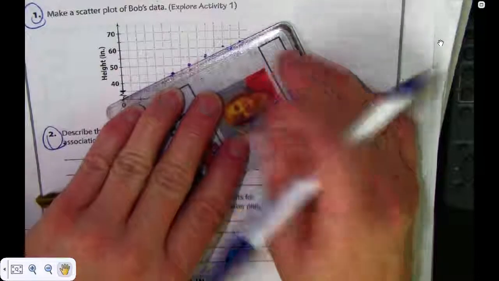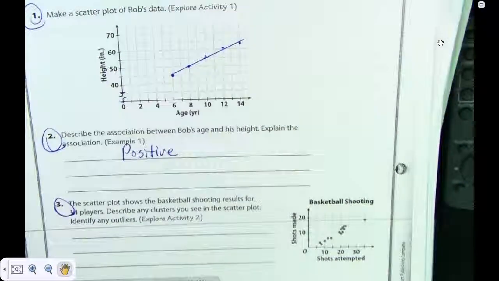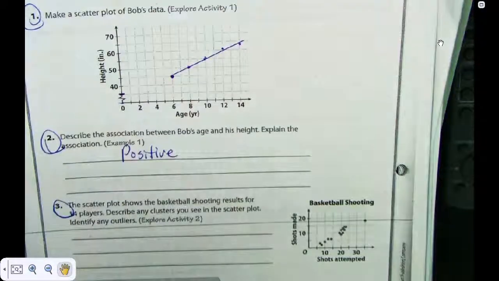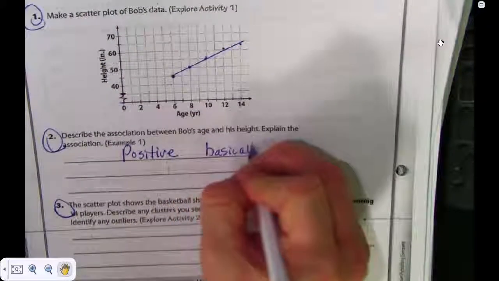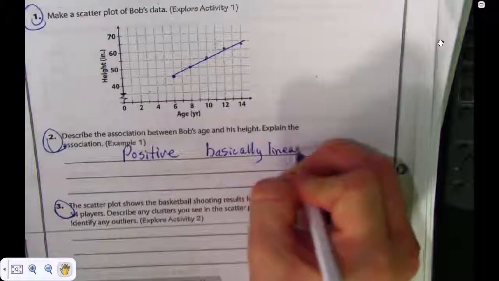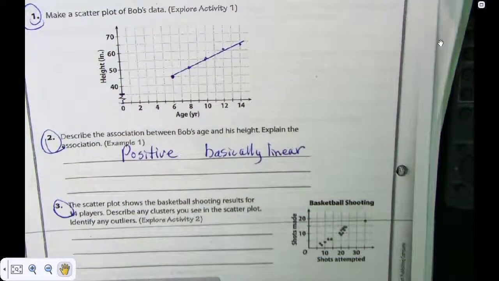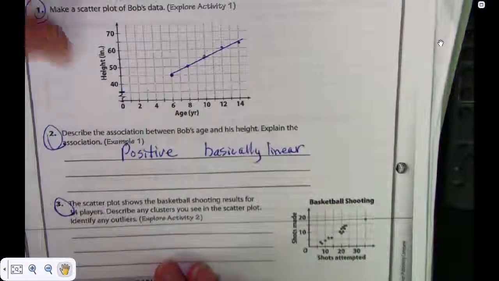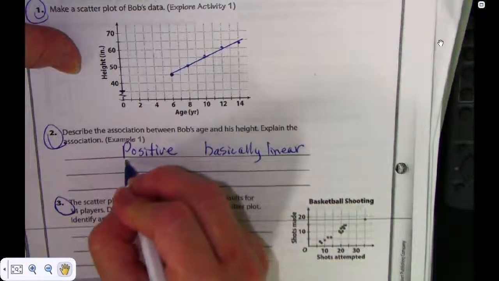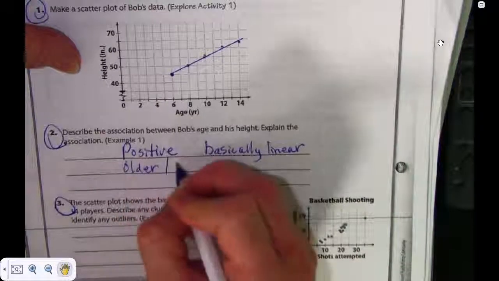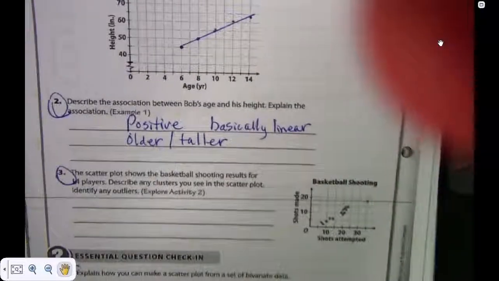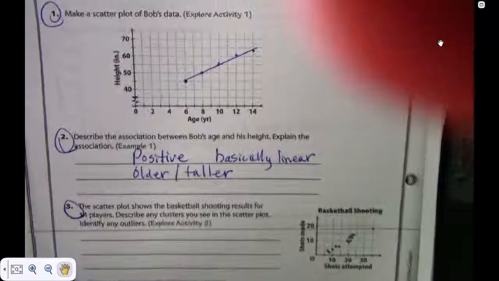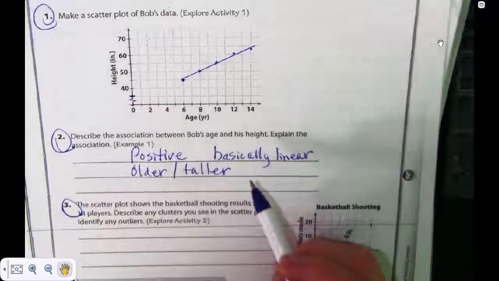Now, would you say this is basically linear? Look, nearly all the points are on the line. So that's what they were saying, basically linear. Almost linear. And then, what can you tell me about it? Older, taller. The more he grew. It seemed like Henri, whenever he got 12 and 14, slowed down.